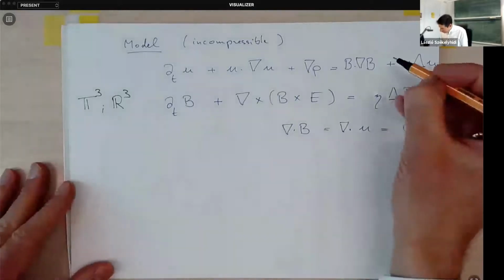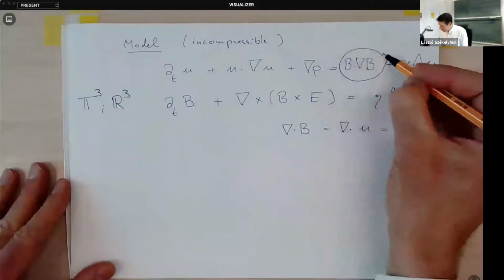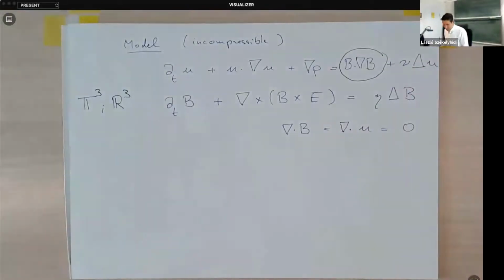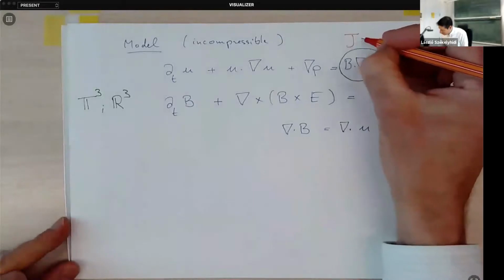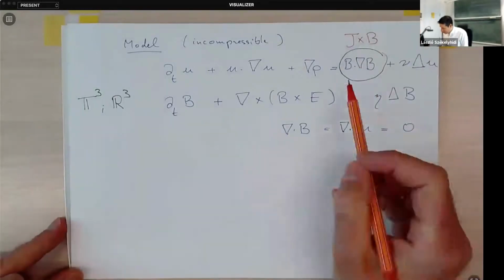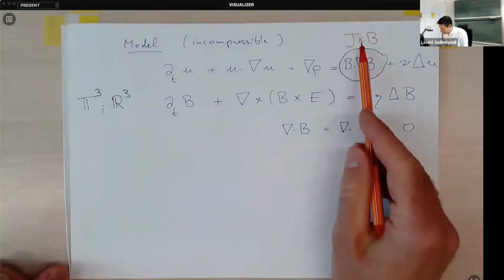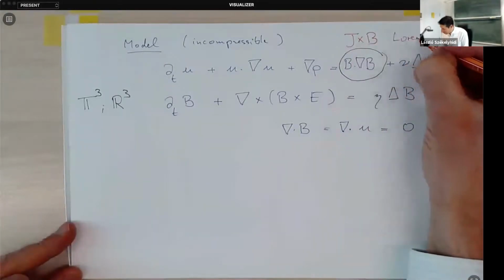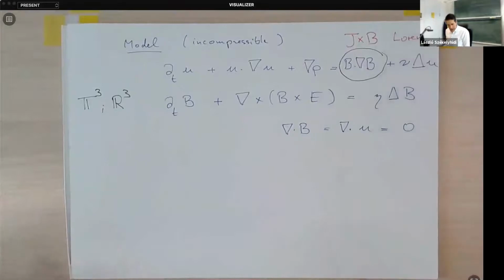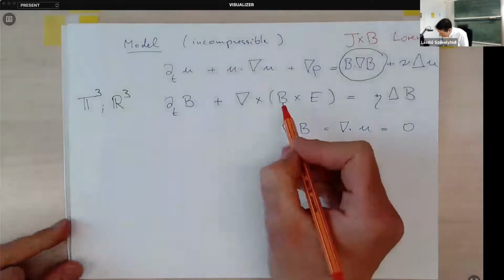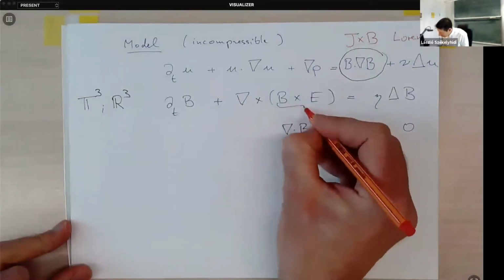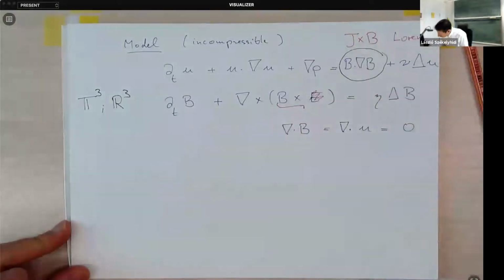First of all, this B dot grad B term already has its origin in the Lorentz force. It is usually in physics books written as the magnetic current, so the current cross product with B. This is the Lorentz force. This term, this curl of B cross E. Sorry, I made a mistake. It's not E, it's U.